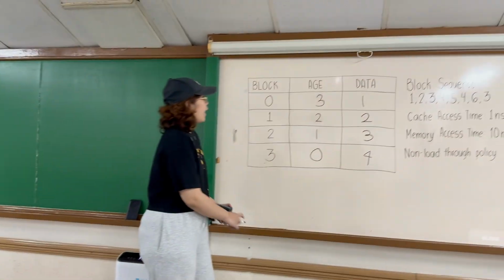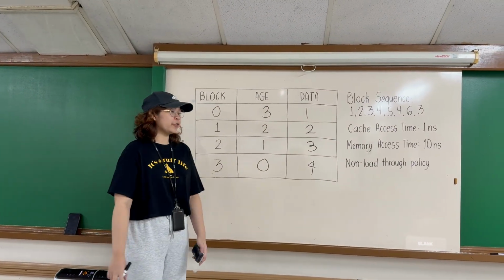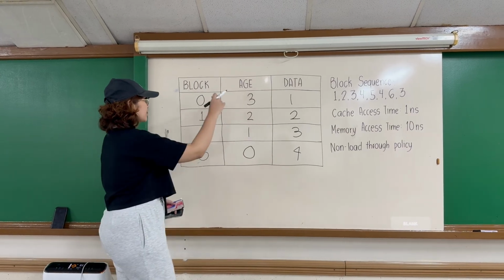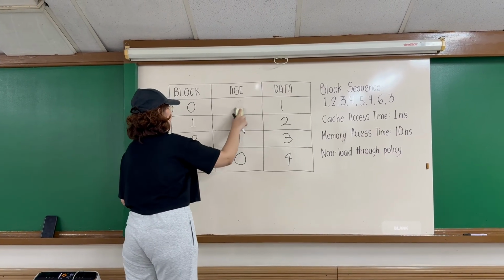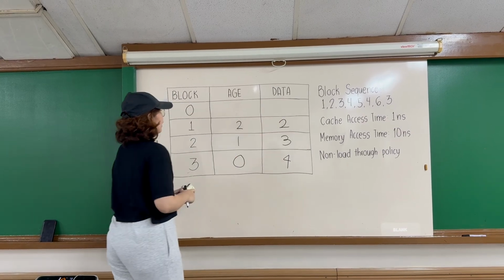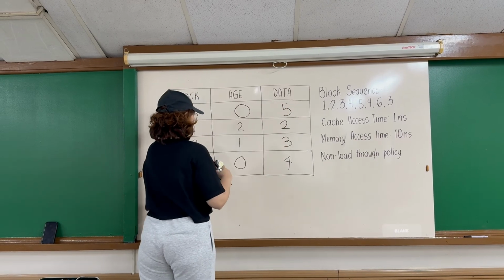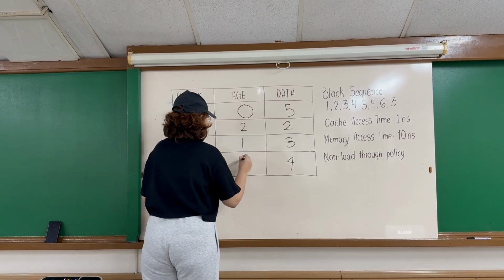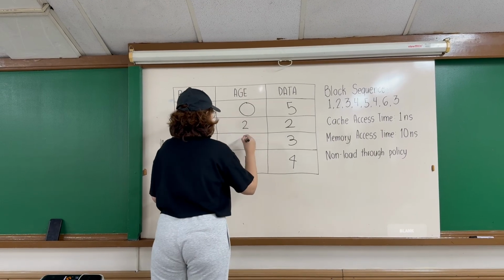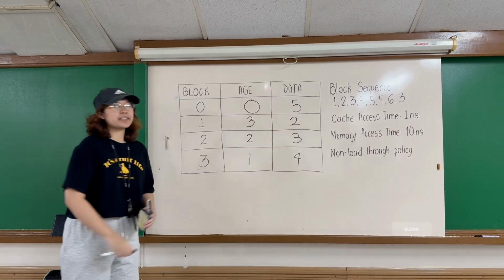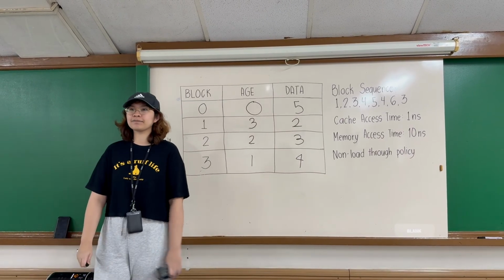I need block 5. Cache, do you have block 5? I don't have block 5. Main memory, do you have block 5? Here's block 5. Thanks. But since the cache is full, I'll evict 1, the least recently used, and replace it with 5, and update all other areas. The cache is now updated. CPU, you can process it now.